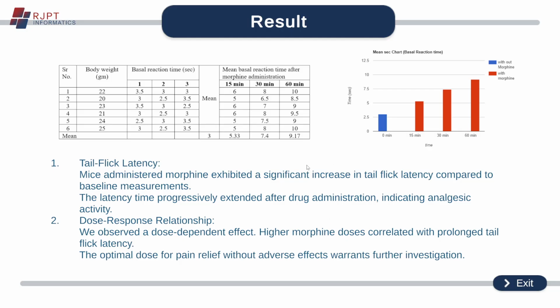So now we have learned a lot and we have learned about the tail flick method. We have understood the therapeutic activity of the morphine drug by its analgesic activity by performing the tail flick method through the analgesiometer. I hope that you have learned a lot about this in this experiment. So now we have completed our experiment.